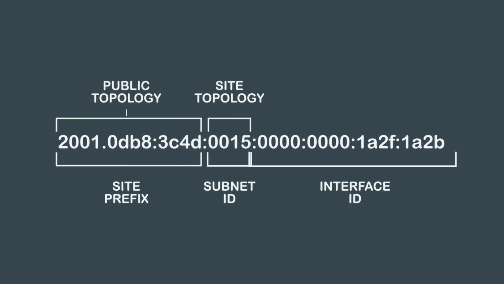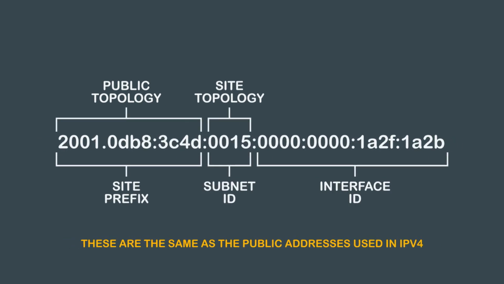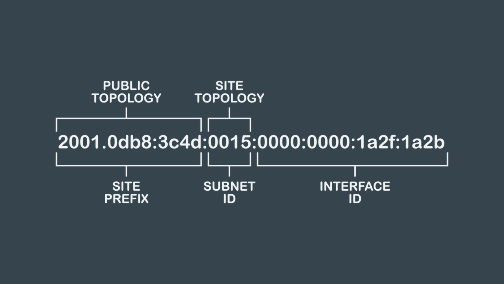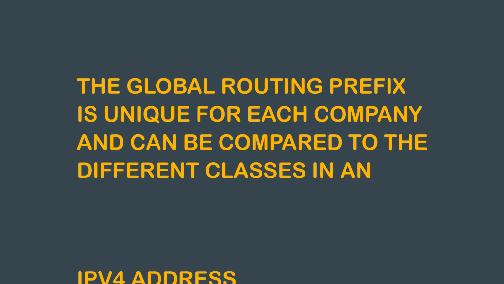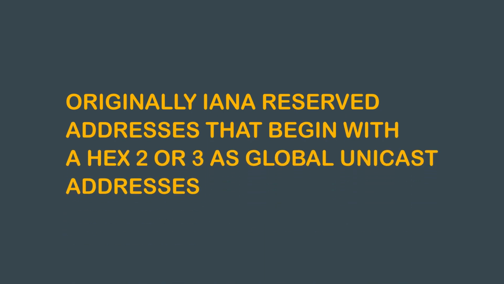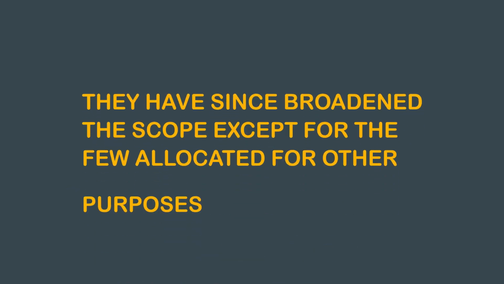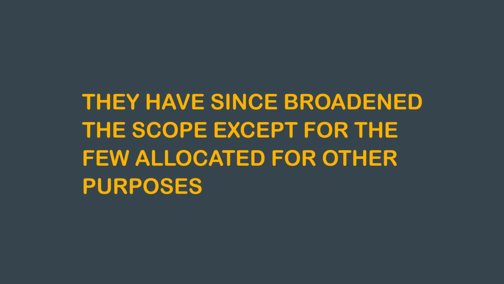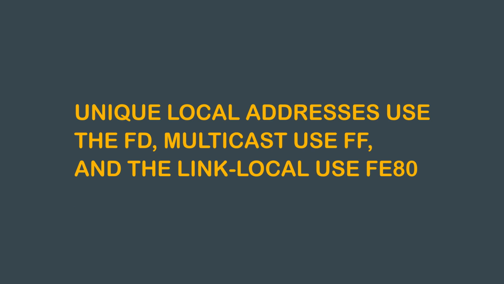Global unicast addresses are used for generic IPv6 traffic. These are the same as the public addresses used in IPv4. IPv6 addresses are made up of three parts: a 48-bit global routing prefix, provided by the Internet Service Provider, a 16-bit site prefix, or site topology, and a 64-bit host portion. The global routing prefix is unique for each company and can be compared to the different classes of an IPv4 address. Originally, IANA reserved addresses that begin with a hex 2 or 3 as global unicast addresses. However, they have since broadened the scope except for the few allocated for other purposes. Unique local addresses use the FD, multicast uses FF, and the link local uses FE80.